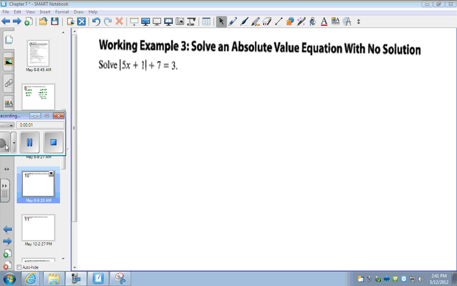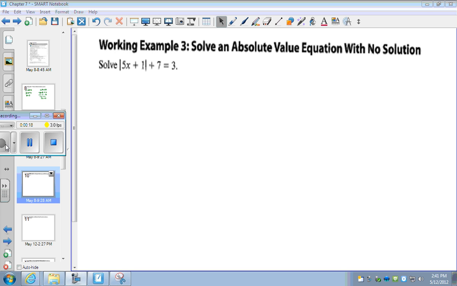On section 7.3 with a couple more examples. Okay, we're still in linear land here. We only have an x term, not an x squared. And we're going to solve the absolute value of 5x plus 1, plus 7, is equal to 3.